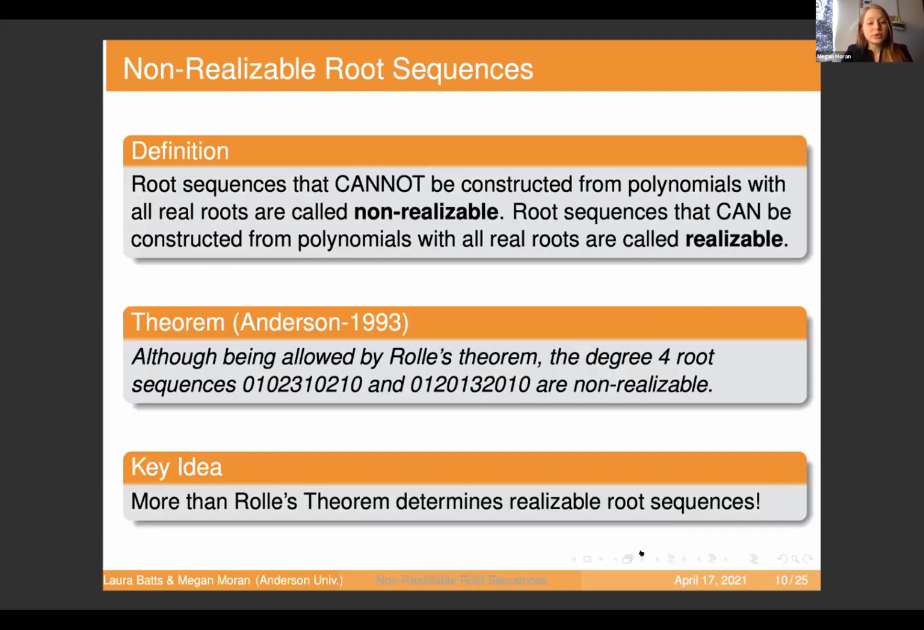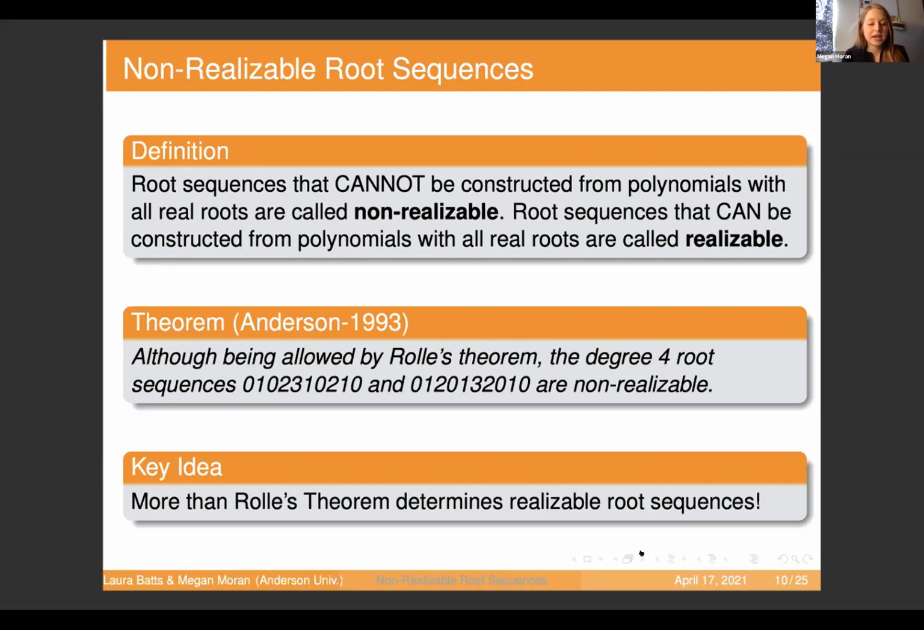Root sequences that cannot be constructed from polynomials with all real roots are called non-realizable. And the opposite of this, root sequences that can be constructed from polynomials with all real roots, are called realizable. This was first established in a theorem by Anderson in his 1993 paper. He established that, although being allowed by Rolle's theorem, the degree 4 root sequences that were displayed on the previous slide and listed here are non-realizable.